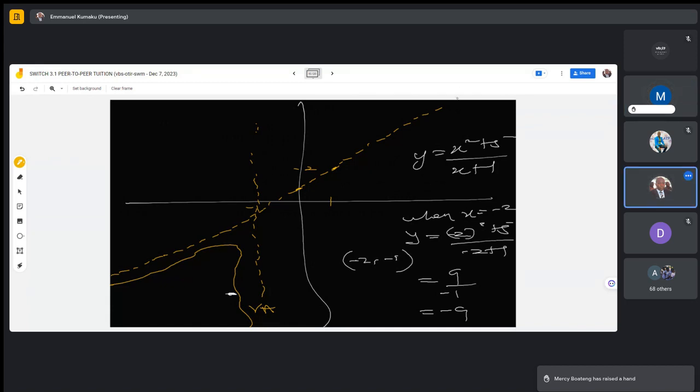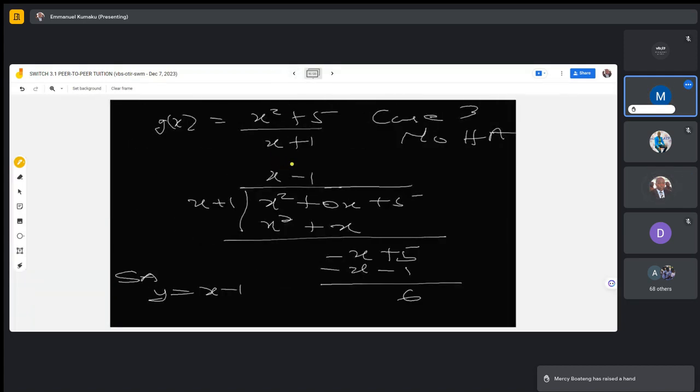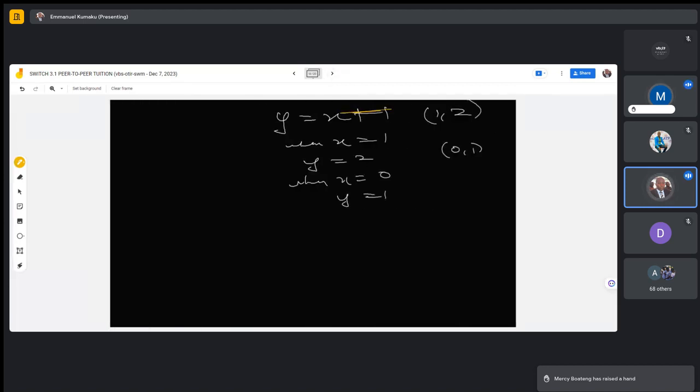Yes, sir. Please, I said you wrote the slant asymptote as y equals x minus 1. But when you were choosing the values, you used x plus 1 rather. Oh, okay, so it's one error. Very good. So we used the wrong equation. So y is equal to x minus 1. So when x is equal to 1, y is 0.